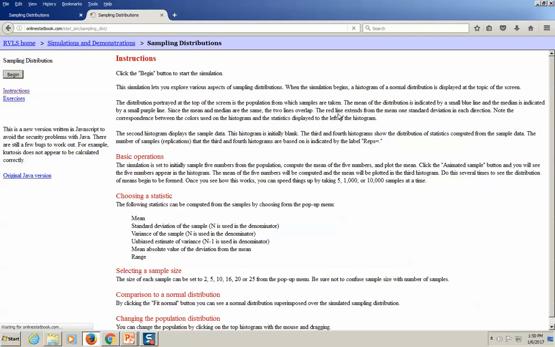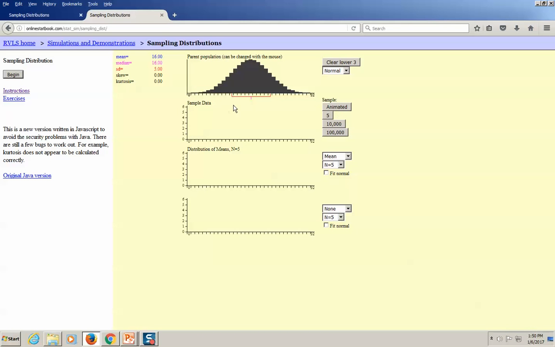I go through this one in my classes, but we'll do a couple things here. Up top, we have a parent population. This can be quantitative data, any set of quantitative data. My parent population here is a normal model. It has a mean of 16, and it has a standard deviation of 5.